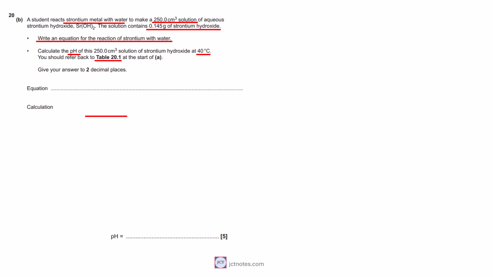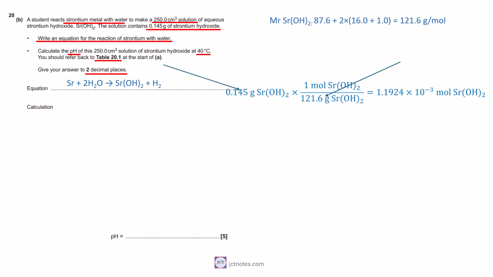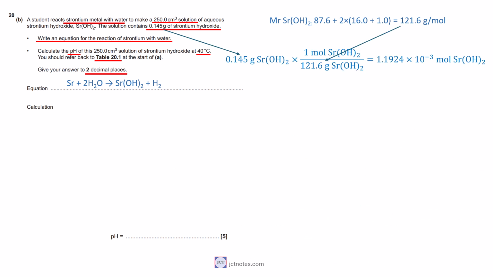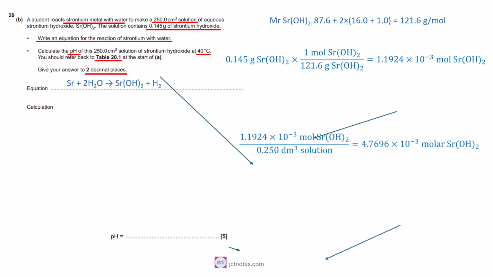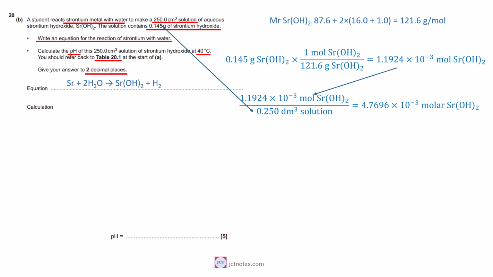The reaction of strontium with water produces strontium hydroxide and hydrogen. The molecular mass of strontium hydroxide is 121.6 grams per mole. 0.145 grams of strontium hydroxide is 1.1924 by 10 to the power of -3 moles. Dividing this number by the volume of the solution, we have that the molar concentration of strontium hydroxide is 4.7696 by 10 to the power of -3.